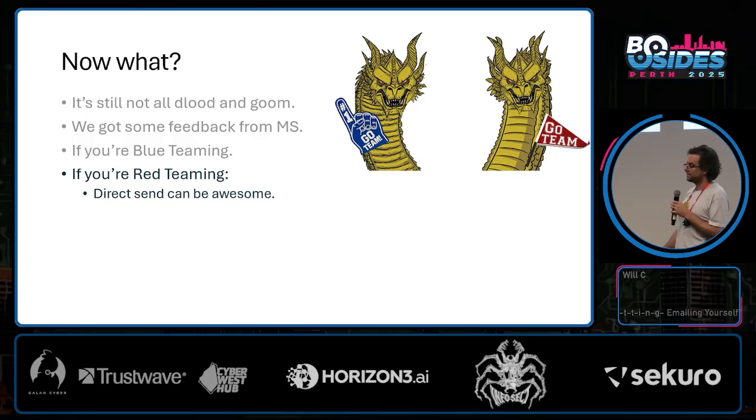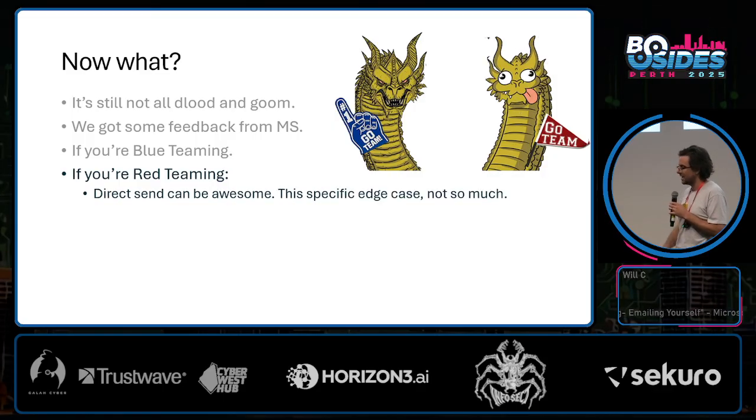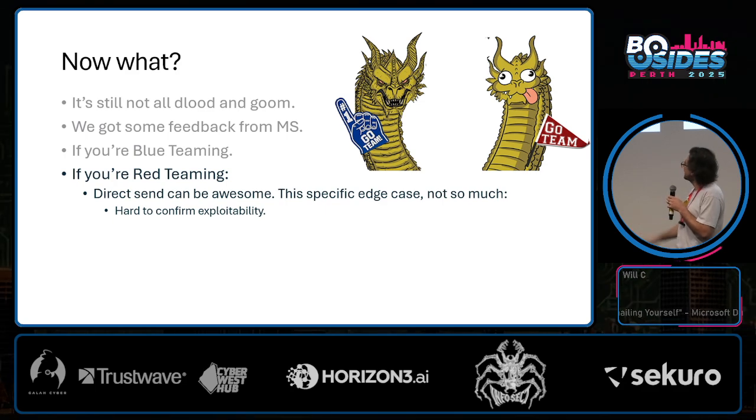If you're red teaming, this is the attacker's perspective, it can be a really awesome bug to exploit. You can cut through a whole bunch of phishing controls or phishing awareness if you manage to find an environment that is vulnerable to this. Talking about that specific edge case, it's not as useful from a red teamer's perspective. It's really hard to confirm exploitability for this DNS timeout error thing. It's really hard to exploit it consistently on demand.